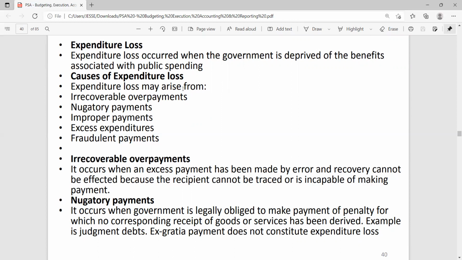And the recipient cannot be traced. Sometimes you can't trace the recipient, or the recipient just cannot make the payment. So it becomes irrecoverable, and that contributes to expenditure loss.